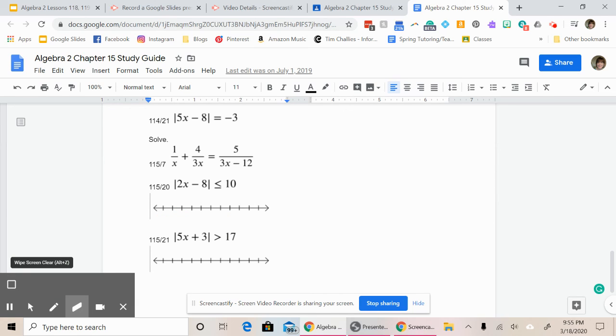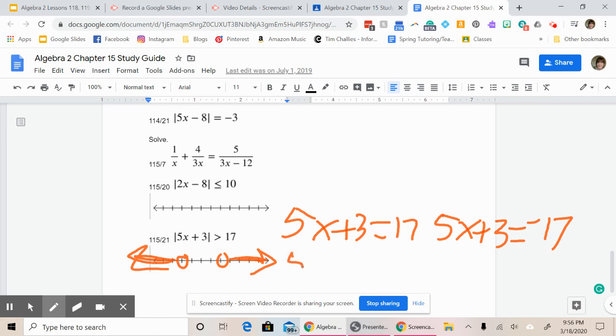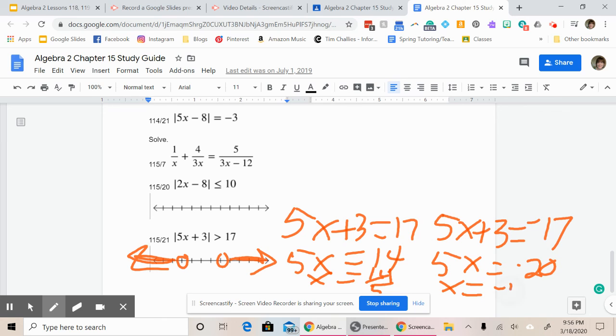Right, here's another absolute value inequality right here. I'm going to write, there's going to be an open circle, it's greater than, we shade to the outside. 5x plus 3 equals 17. 5x plus 3 equals negative 17. 5x equals 14. X equals 14 fifths. 5x equals negative 20. X equals negative 4.